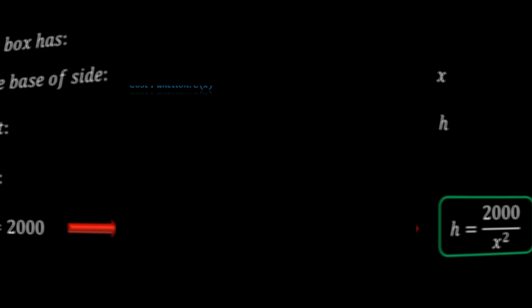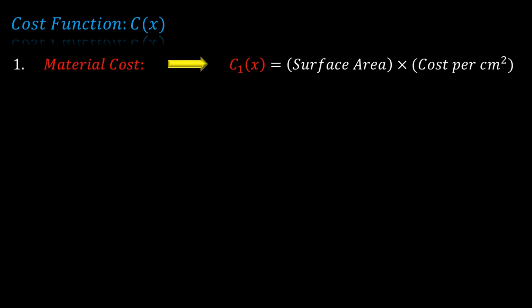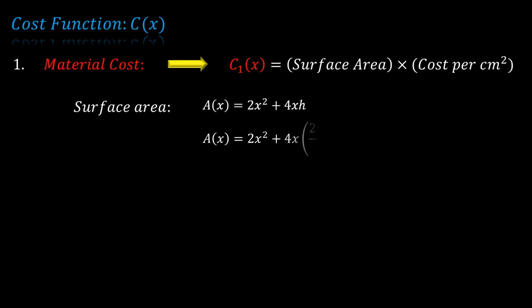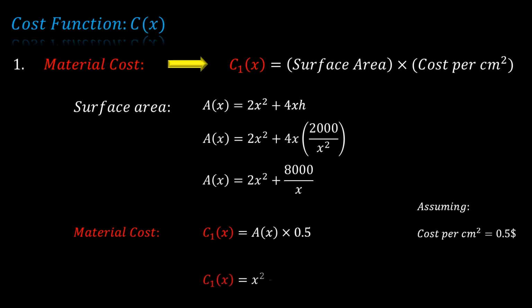To define our cost function, we first evaluate the material cost. The material cost is a function of the surface area of the box. And the total surface area is equal to 2x squared plus 4xh. Replacing the value of h, we get total area 2x squared plus 8,000 over x. Assuming the cost per square centimeter is $0.50, the material cost, C1(x), is equal to the following expression.